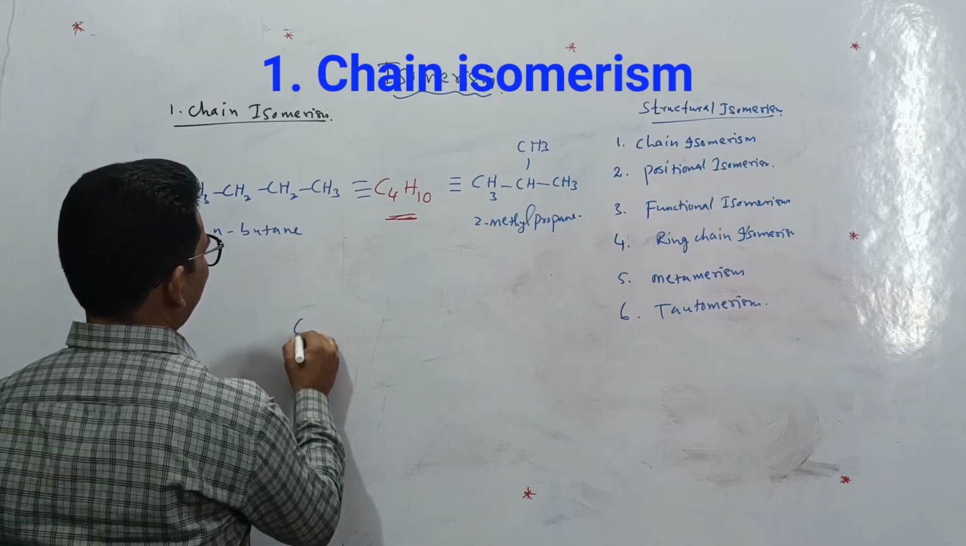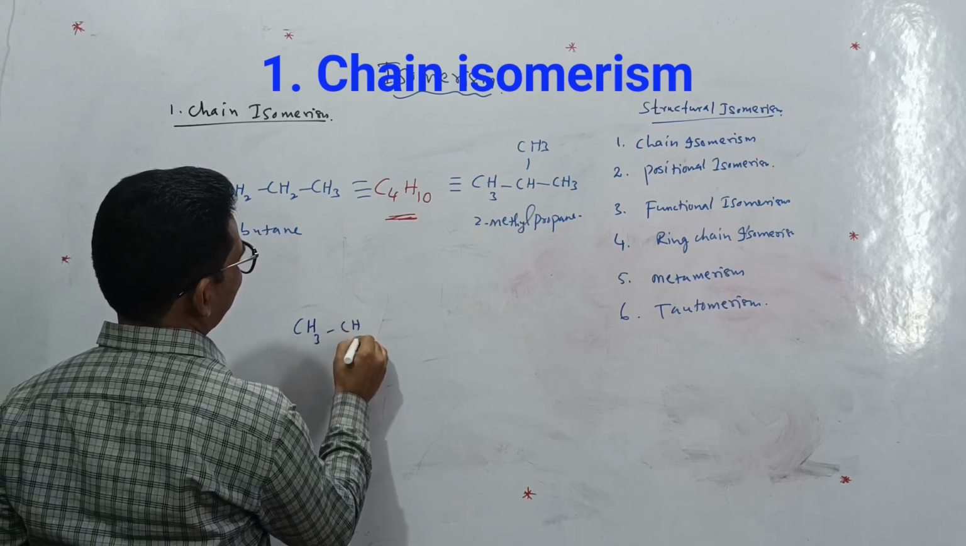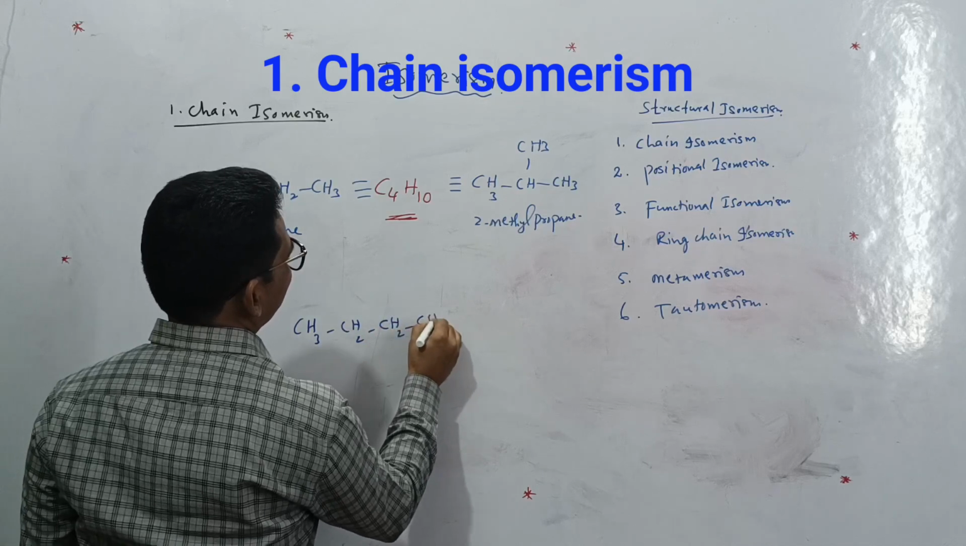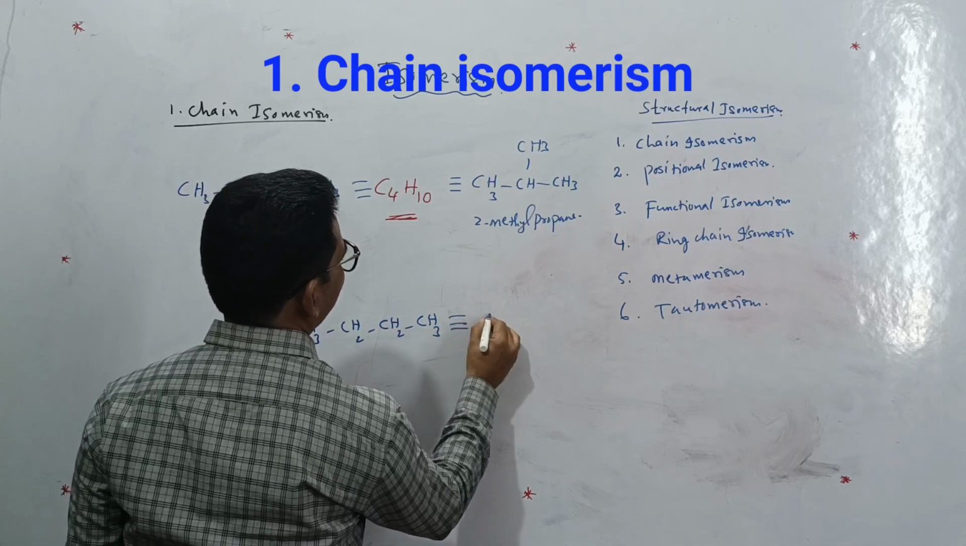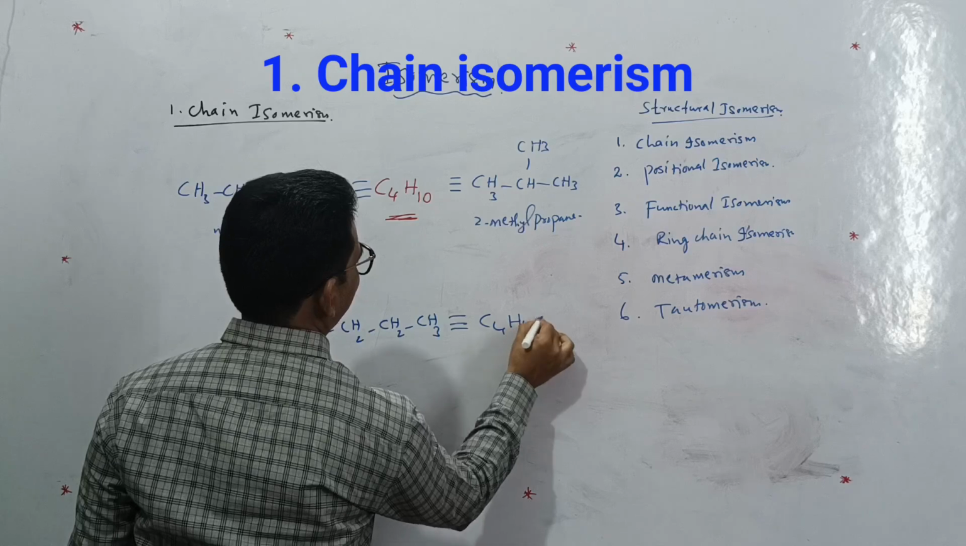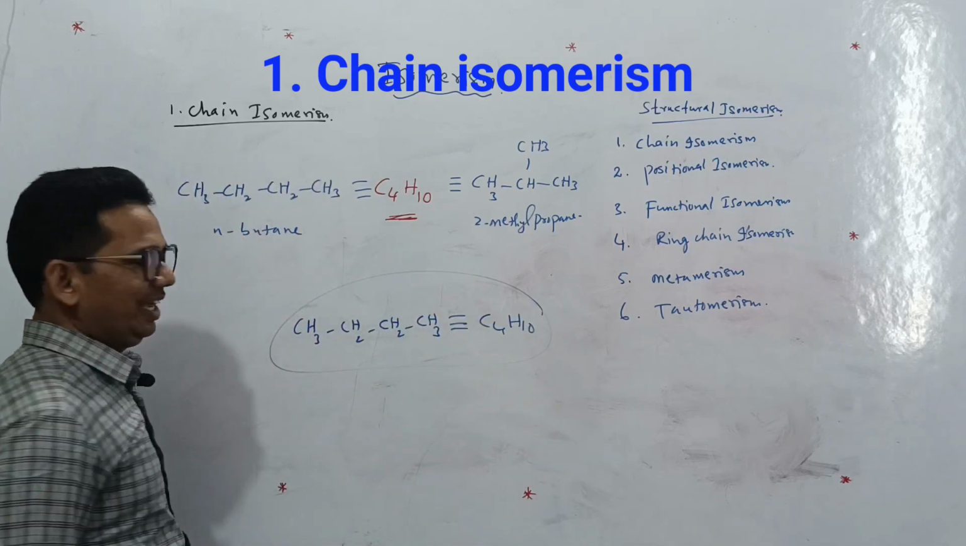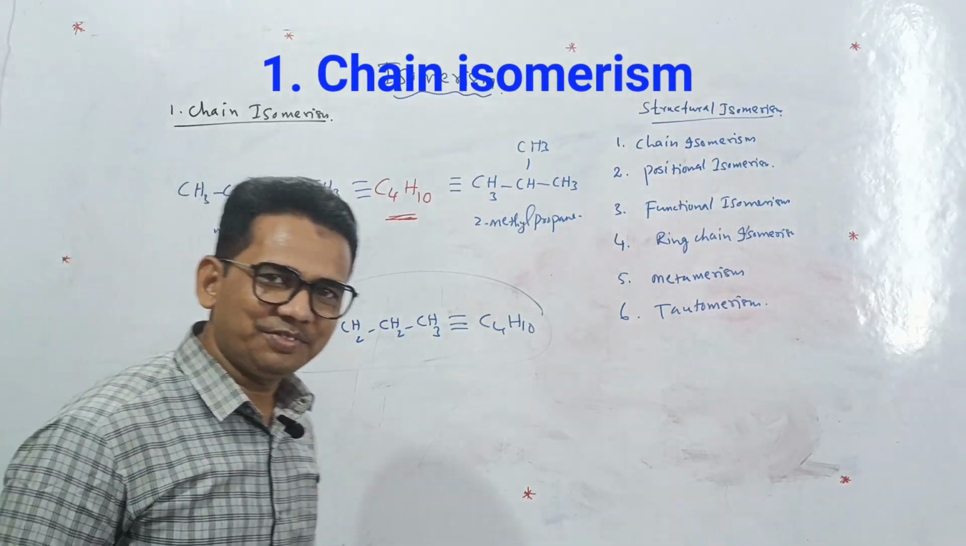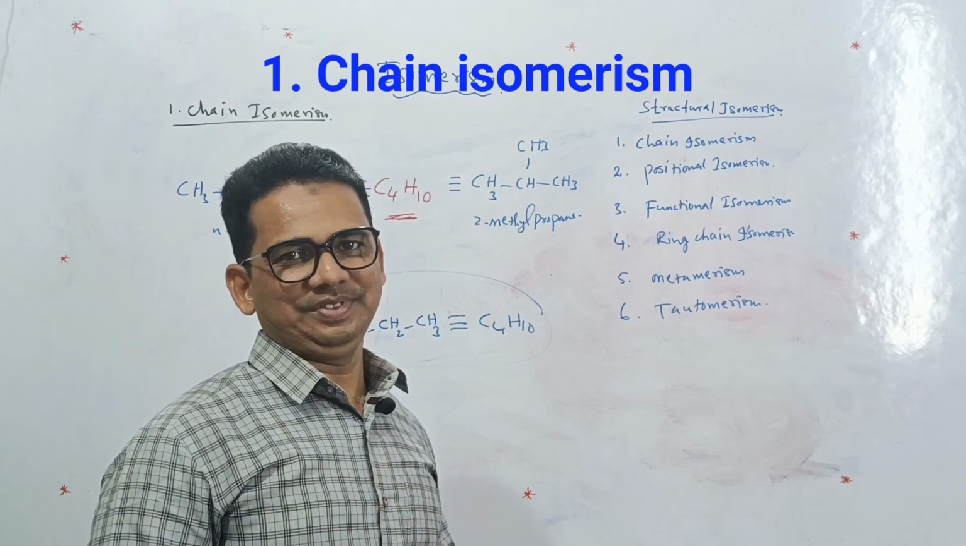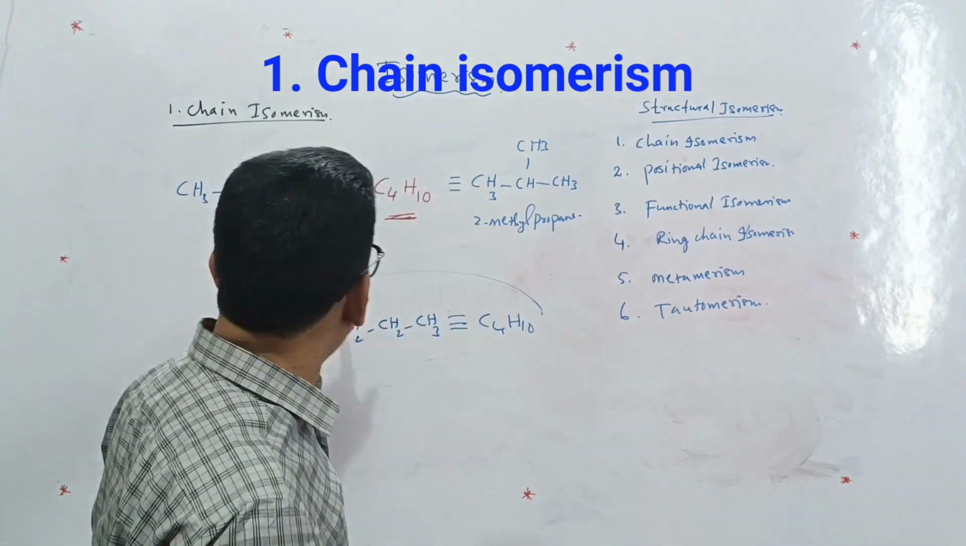For example, like this: CH3, CH2, CH2, CH3, and they will write C4H10. This is called chain isomerism. How are we going to justify this one? No justification. When are you going to justify?